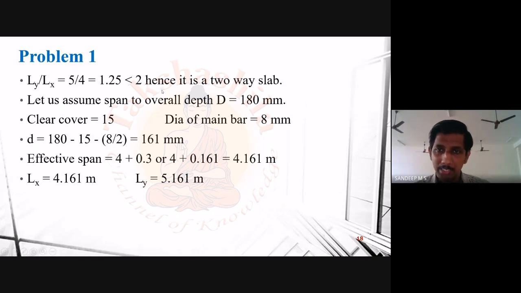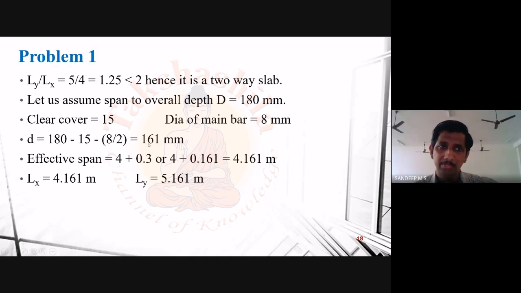So we understood that it is a two-way slab, and from a statement given in the problem, we have understood that it is a restrained slab. Now what they are doing, as we were doing in the previous problem, is assuming an overall depth of 180 millimeters, a cover of 15, and a bar diameter of 8 millimeters. All the things are similar to what we have already done. Then they calculated the effective depth, and it is observed to be 161 millimeters.